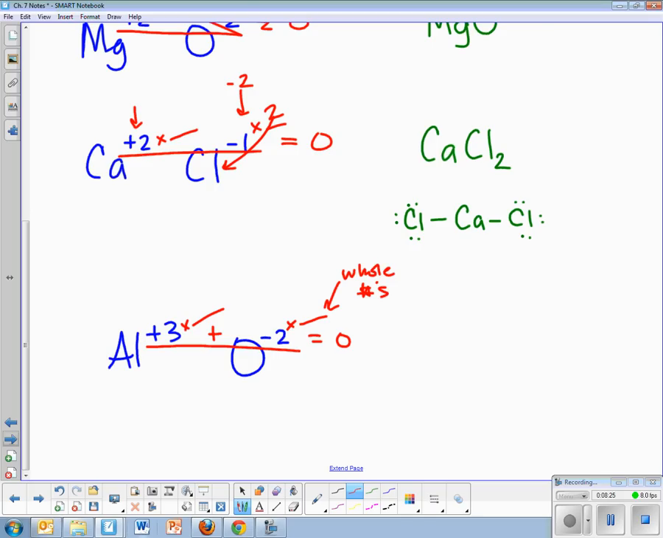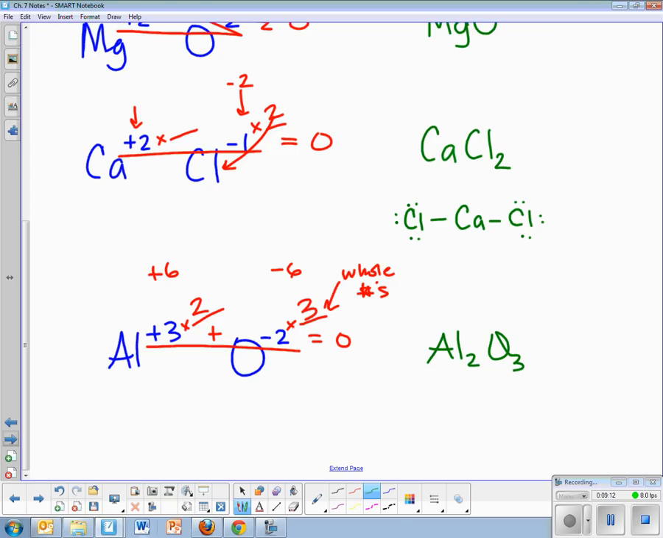So I'm going to need to get the 3 and the 2 to be the same number, and I'm going to go with the smallest one that they could both multiply into. So it's kind of like in math when you did fractions and you're trying to find the lowest common denominator. The smallest number that 3 and 2 multiply into is 6. So I want them to be +6 and -6, because that will add up to 0. So +3, if I multiply by 2, I get a +6. -2, if I multiply it by 3, I get a -6. So that means for my formula I have 2 aluminum. So I write Al2 and 3 oxygens, O3.